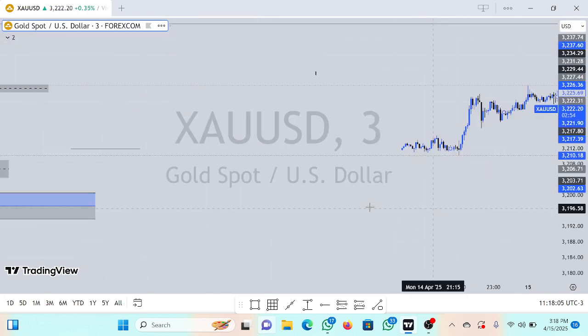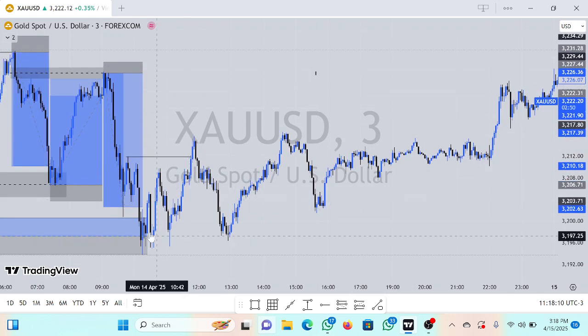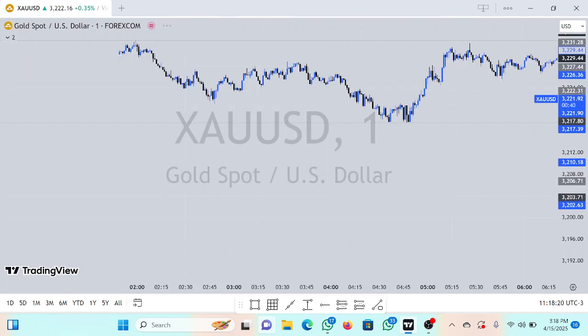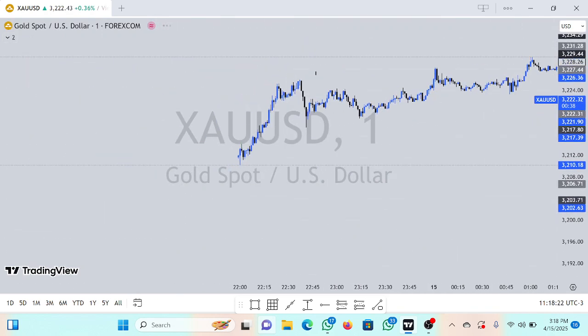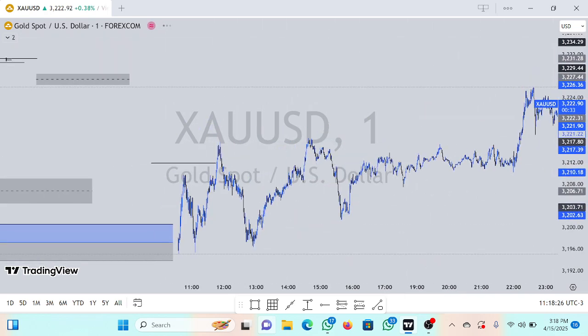Let's go to the 3 minute or 1 minute time frame. So right now, as market broke structure, market came back to use the other block responsible for the break of structure. So there's another block here. Let's go to the 1 minute time frame so you can see the other block very well. That is our confirmation entry for the day.